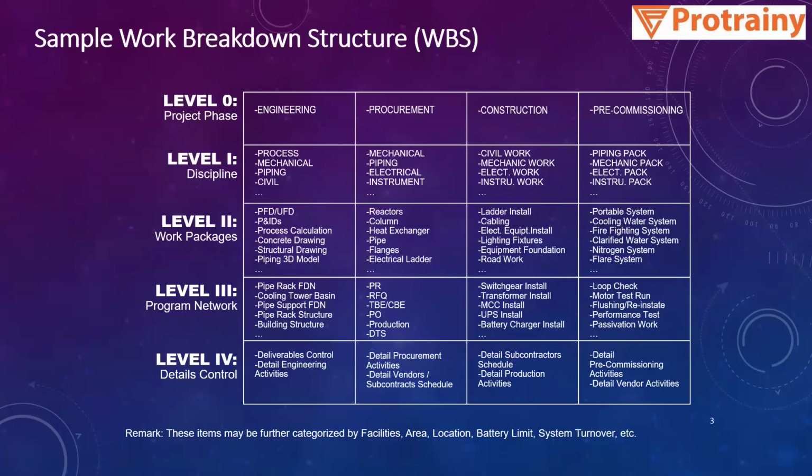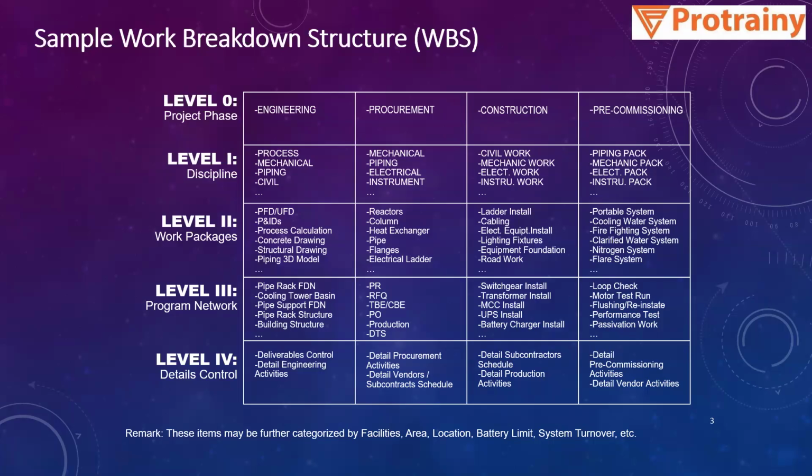Then the levels of WBS. At the zero level, let's say we have the project phases, like engineering, procurement, construction, commissioning. Then under level one, further under engineering, we can have process, mechanical, piping, civil. Let us take the example of engineering only. In that case, we have the work packages. Under process, we have various deliverables like process flow diagram, utility flow diagram, P&IDs. This is at level 2.